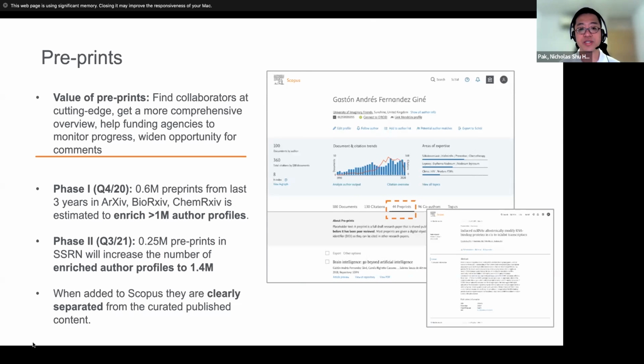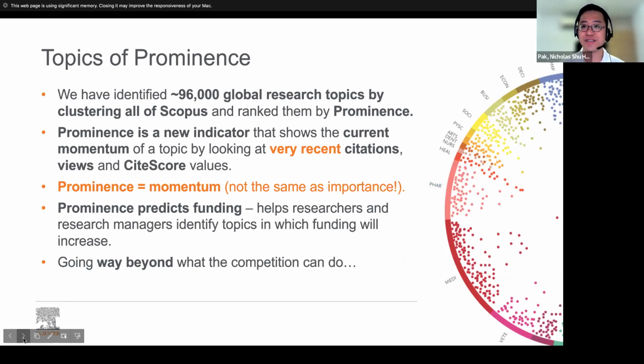In phase 2, which is the third quarter of 21, we have 0.25 million preprints in SSRN that have increased the number of enriched author profiles to 1.4 million. And one thing that we try to highlight is that when it's added to Scopus, they are very clearly separated from the curated published content that you can see over here under the author profile. You can see documents, you can see citations, and very crucially, you can see preprints as well. Next slide, Sander. And that's over to you.